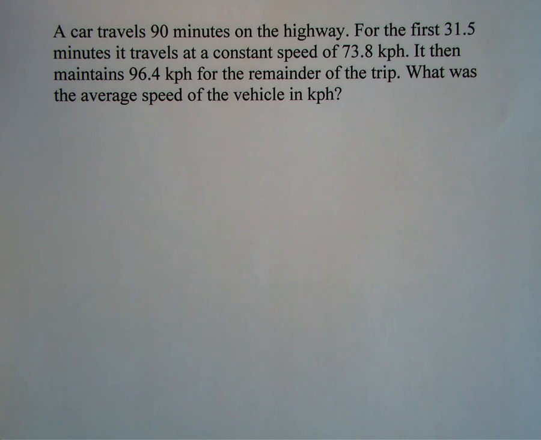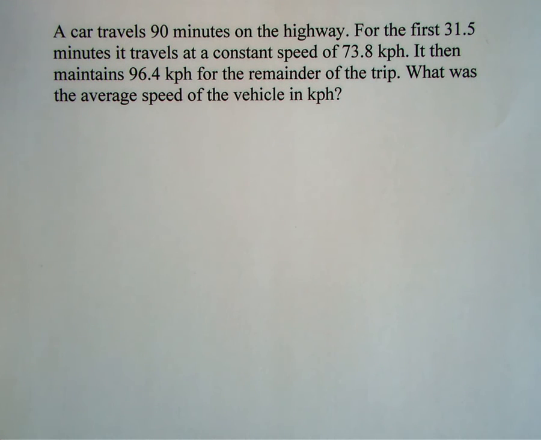The first example here: a car travels 90 minutes on the highway. For the first 31 and a half minutes, it travels at a constant speed of 73.8 kilometers per hour. It then maintains 96.4 kilometers per hour for the remainder of the trip. What was the average speed of the vehicle in kilometers per hour?